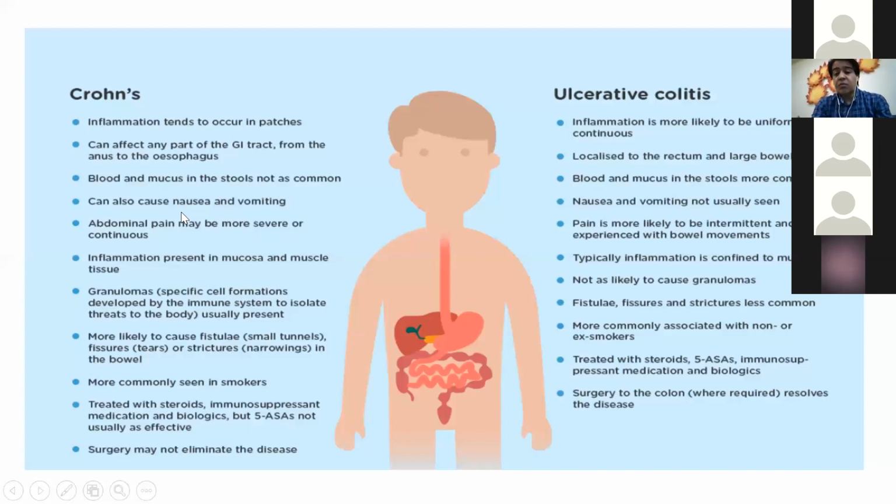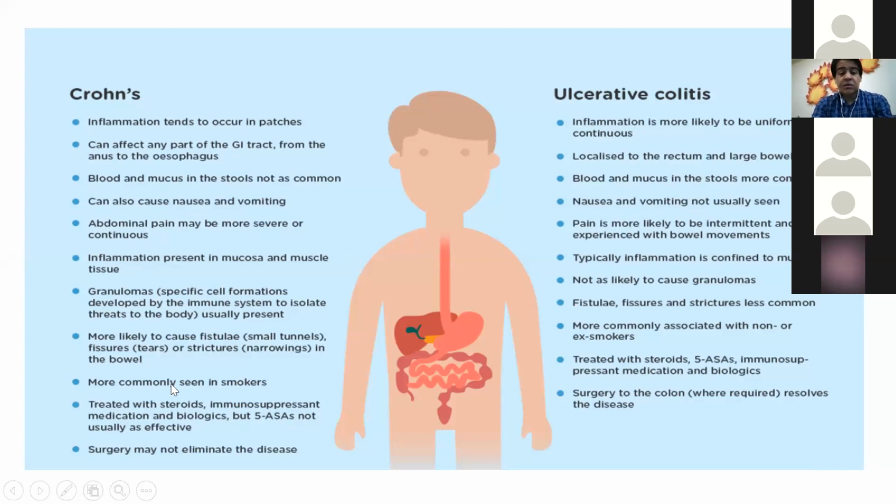may cause nausea and vomiting, ulcerative colitis does not. Abdominal pain is more common in Crohn's disease as compared to ulcerative colitis. Inflammation is transmural in Crohn's disease as compared to ulcerative colitis. Crohn's disease is a granulomatous disease, while ulcerative colitis is not. Due to the granulomatous disease, this can cause fistula, stricture, and fissure, while fistula, fissure, and stricture are not common in ulcerative colitis.